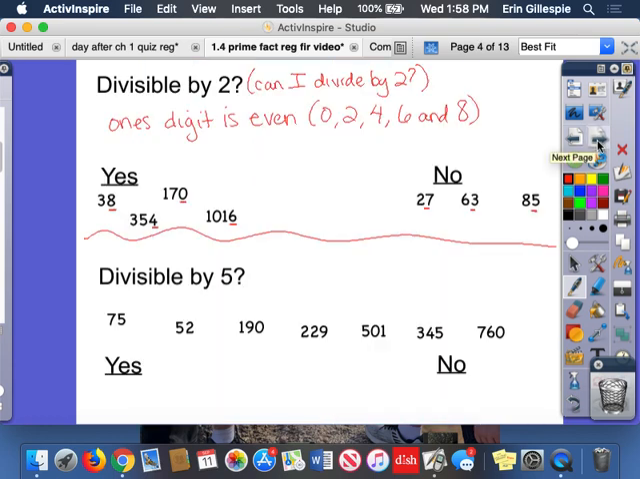Now let's take a look at divisible by 5. In other words, can you divide by 5? So again, why don't you guys pause the video and see if you can sort those out. This is one that I would also expect you guys could do without me having to review ahead of time.